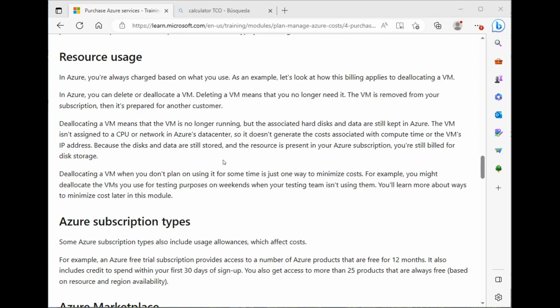Deallocating a virtual machine when you don't plan on using it for some time is just one way to minimize costs. For example, you might deallocate the virtual machines you use for testing purposes on weekends when your testing team isn't using them. You will learn more about other ways to minimize costs later in this module.